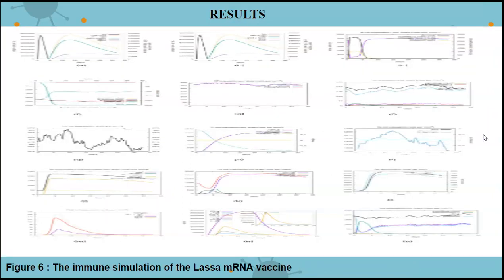The immune simulation of the Lassa messenger RNA was also done using the C-ImmSim tool. This was done to know if the messenger RNA vaccine we designed will be able to induce an immune response at the end of the day. Our results show that there will be a high concentration of all innate and adaptive immune cells, showing that this vaccine will highly induce an immune response.